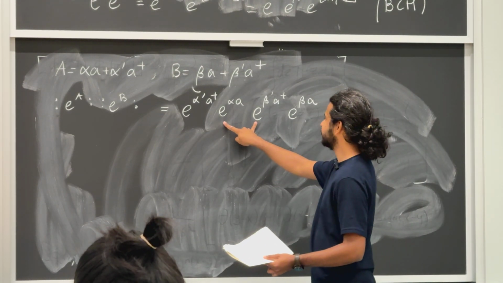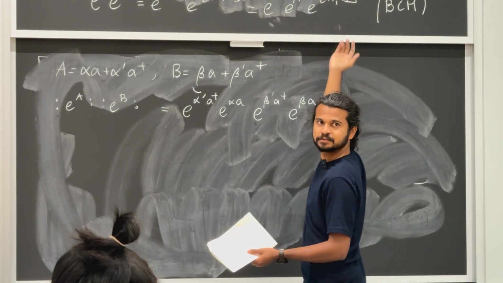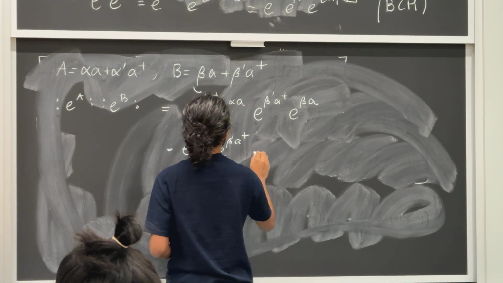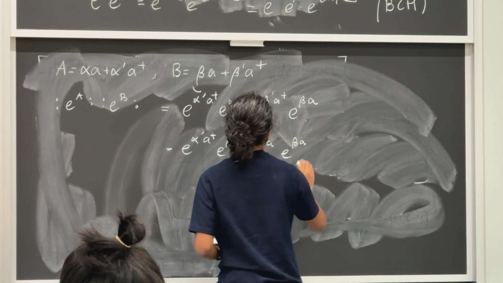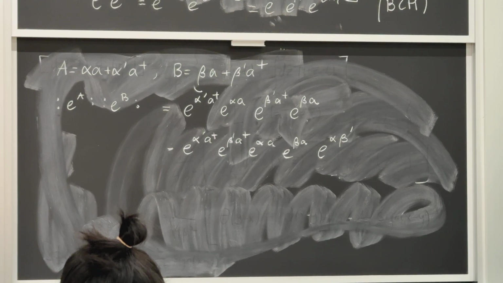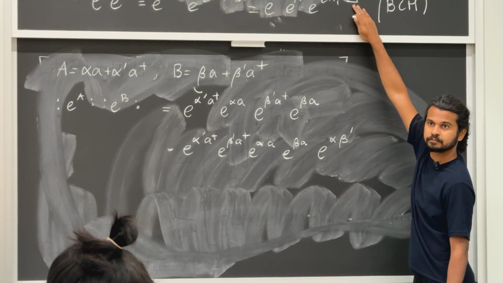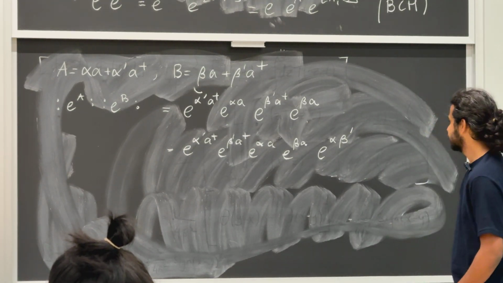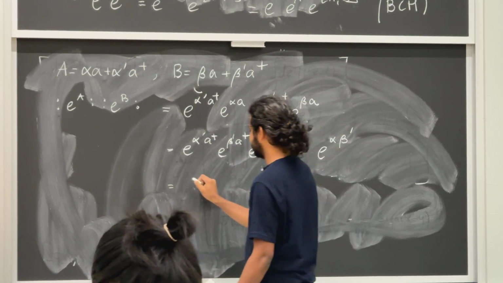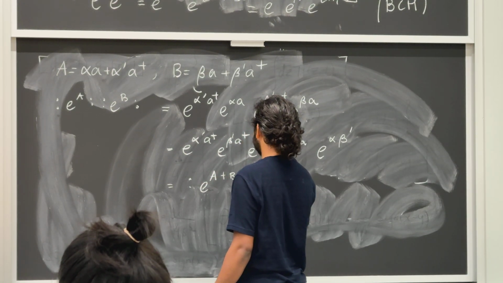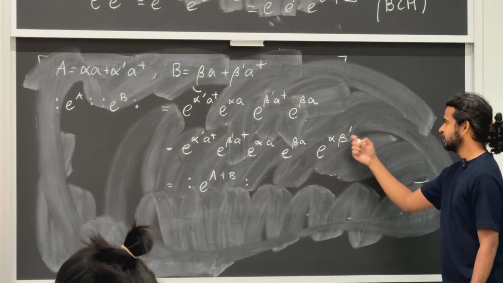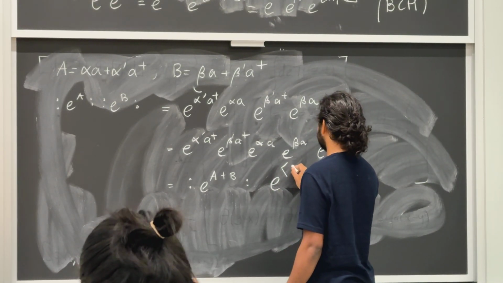Now I will swap these two using BCH. That gives me e to the alpha prime A dagger, e to the beta prime A dagger, e to the alpha A, e to the beta A, and when I swap them I get e to the alpha beta prime. The commutator of A and A dagger is 1. Alpha and beta are just numbers. So what is this bit? This bit is nothing but the normal ordered e to the A plus B. And what's alpha beta prime? It's the expectation value of normal ordered AB.